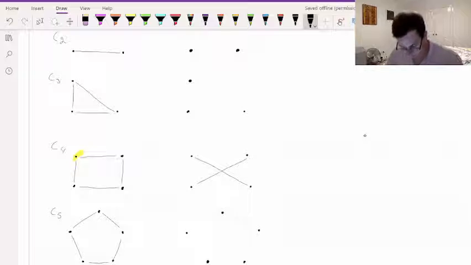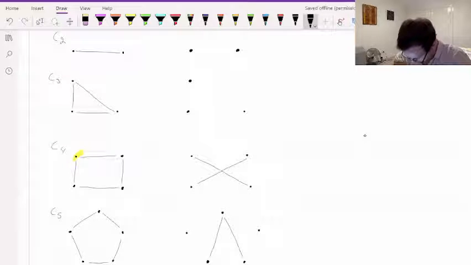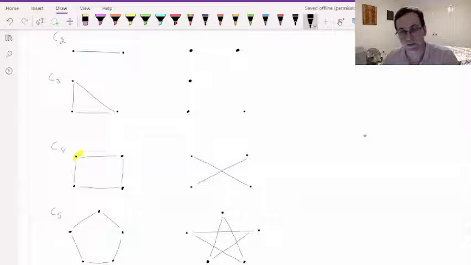Now for C5, here we go. Let's draw in only the missing edges for the complete graph. And that's our complement for C5. It's that star. Now, if you're familiar with regular graphs, or you've already watched my video on that, keep them in mind as we go through the rest of these examples.